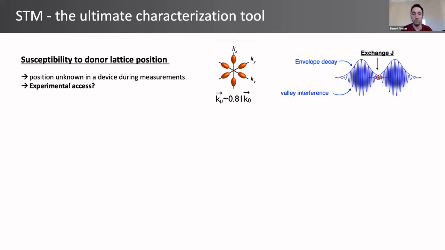Unfortunately, in the usual devices, transistor devices for example, the actual position of the dopant is unknown. So that triggered the idea to design an experiment where we could directly access this position and see the valley degree of freedom.